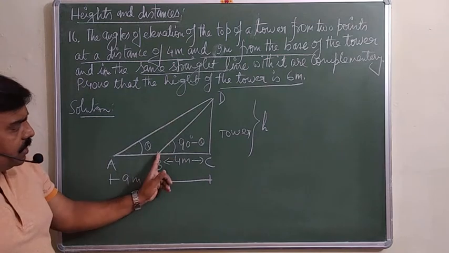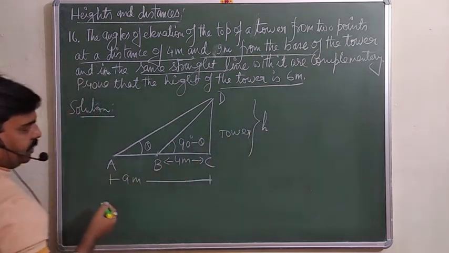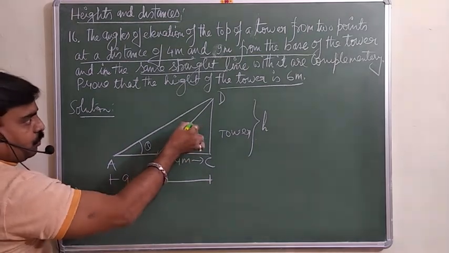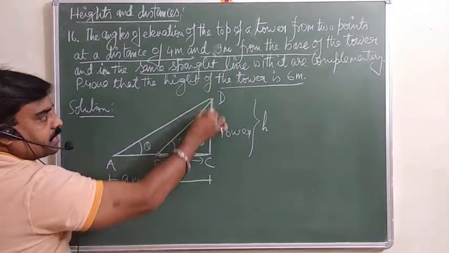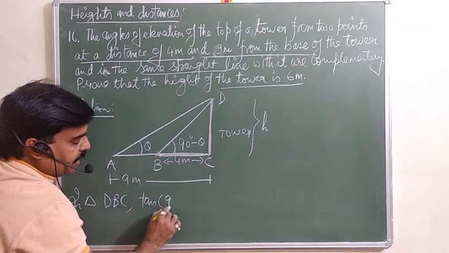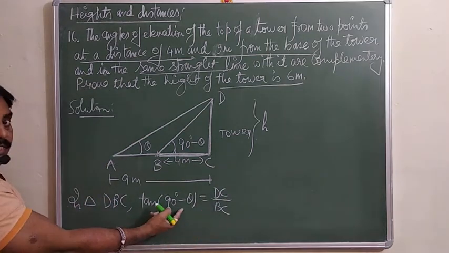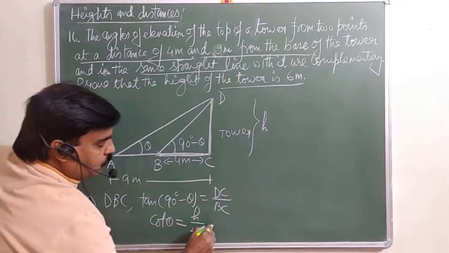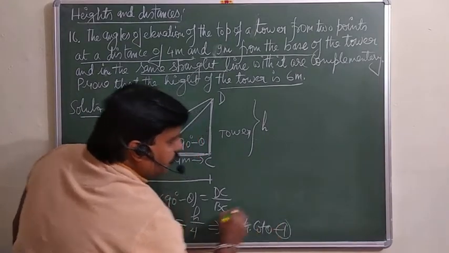So just take triangle DBC and then triangle DAC. You can assume the height of the tower as h. So just take in triangle DBC. I am taking first. So for this angle, this is your perpendicular and the base. Base is already we know, we are interested in h, height. So perpendicular over base is tan. So you are bound to take the tan. So tan 90 minus theta is equal to DC over BC. And tan 90 minus theta you can write as cot theta is equal to DC is h over BC is 4. So from here what you will get? h is equal to 4 into cot theta. This is your equation 1.